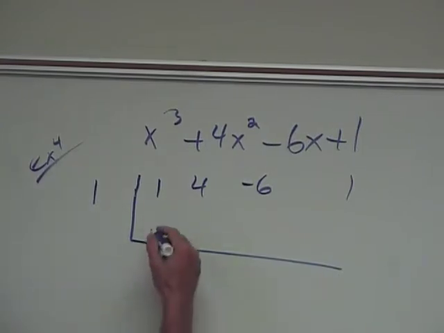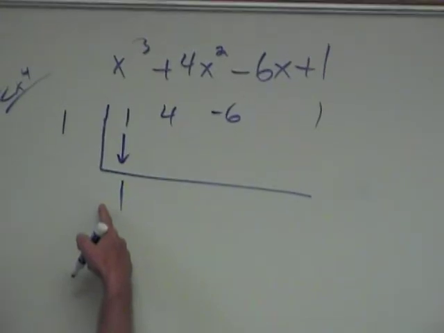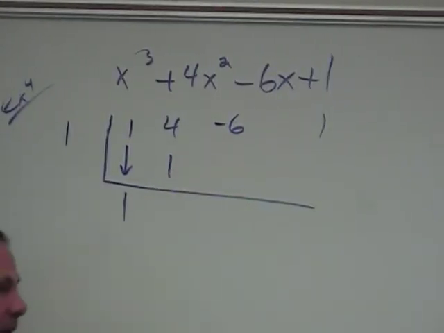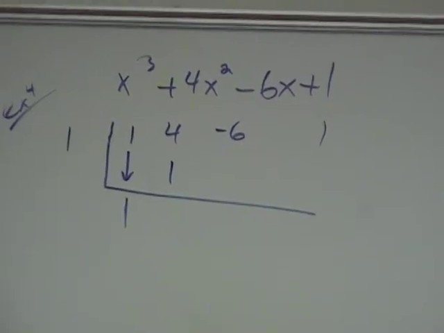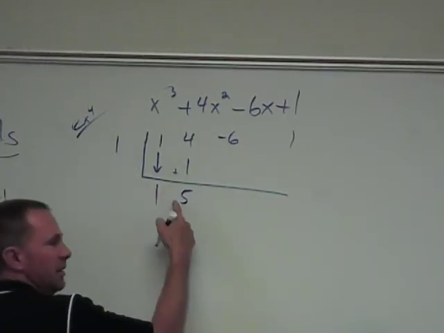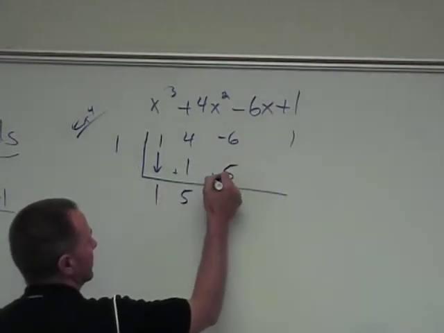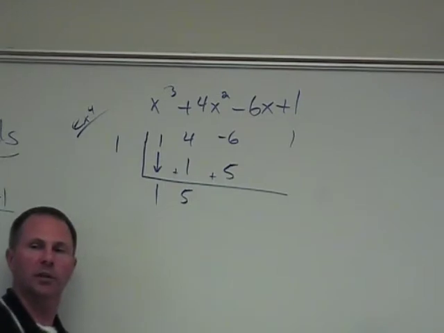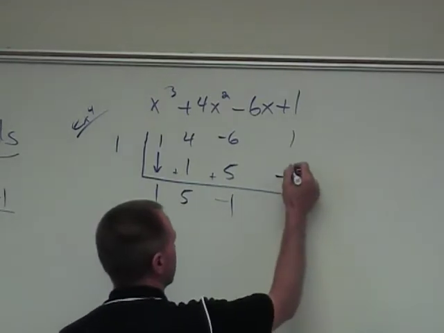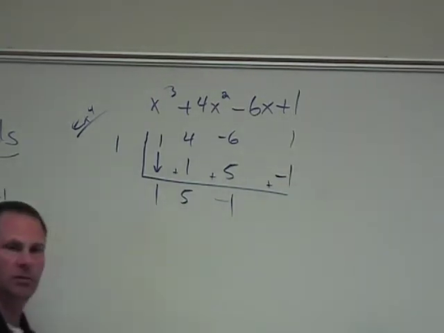Alright, so this is how you do this. Drop down the first one. Now you multiply and put the answer right here. 1 times 1 is 1. Anybody remember what you do at that point? Add them. So that's 5. 1 times 5 is? 5. Add them. What do I get? Negative 1. 1 times negative 1 is? What do I get?